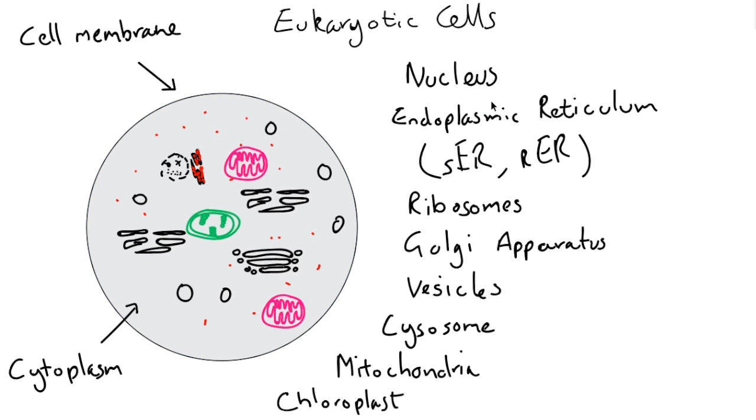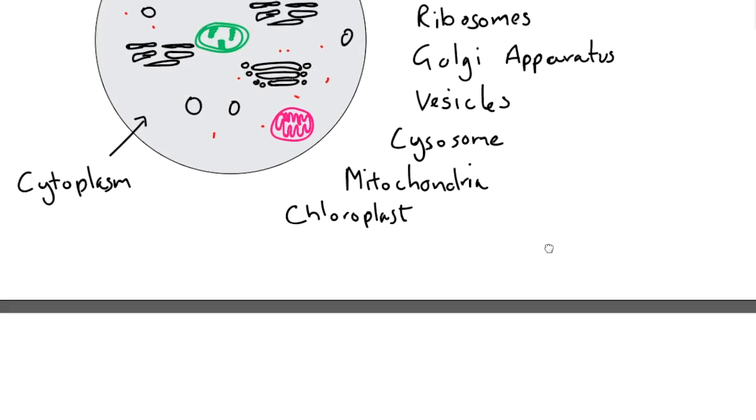Okay, so we've got our nucleus, our endoplasmic reticulums, the smooth and the rough, ribosomes, the Golgi apparatus, vesicles, lysosomes, mitochondria, chloroplasts. These are your bog standard organelles that you find within eukaryotic cells. Obviously, chloroplasts aren't found in animal cells, and depending on the cell's function, you'll have different numbers of these organelles within them. Okay, but this is just an overview. There's also more organelles you could see.